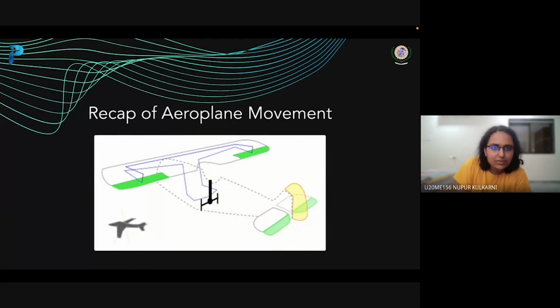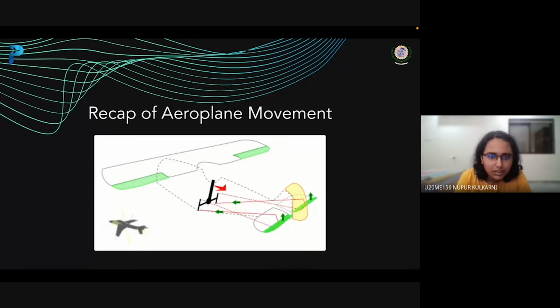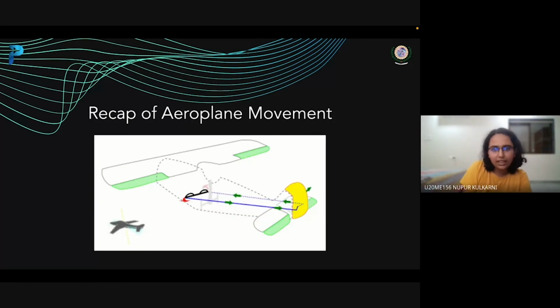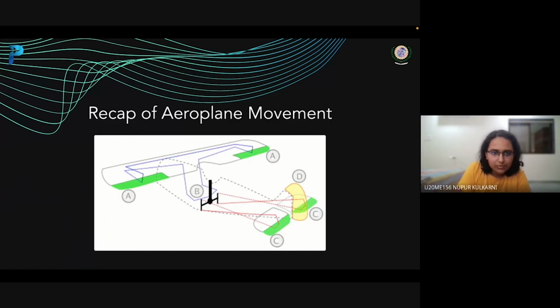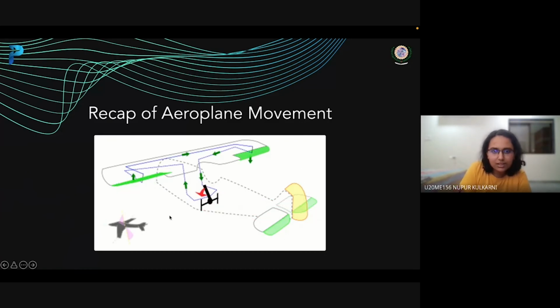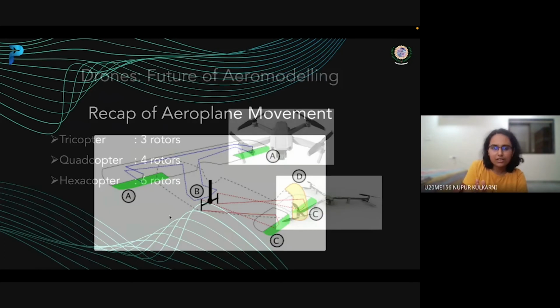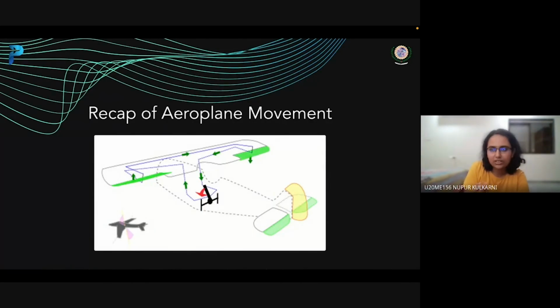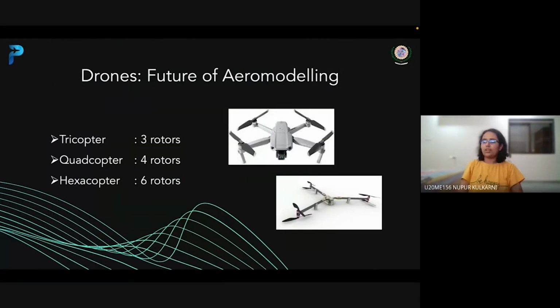Here in this image, we can see the recap of all these three motions. The ones which are deflected now are the elevators, and they lead to the pitching motion. The yellow colored one is the rudder. Based on the movement of the rudder, we can change the direction of the aircraft, that is, we are going to yaw the aircraft.